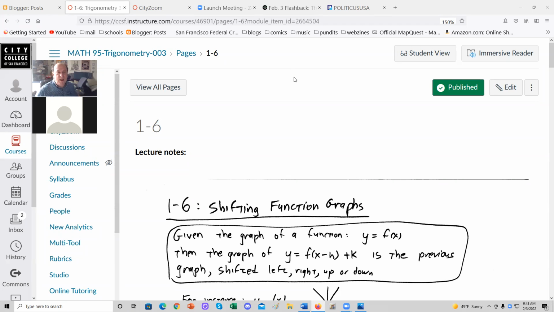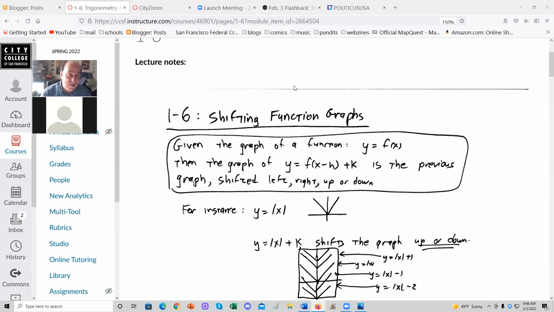Now, here we're going to take graphs, so function graphs, such as the ones I just reviewed, and show how to shift them left, right, up, and down. If you have a graph of a function y equals f of x, then the graph of the function y equals f of (x minus h) plus k, where h and k are constants, will be the same graph, but shifted left, right, up, or down.